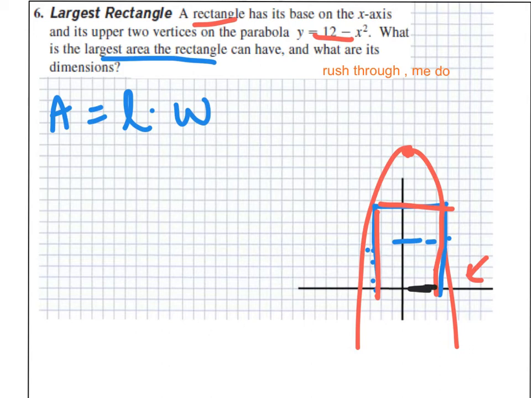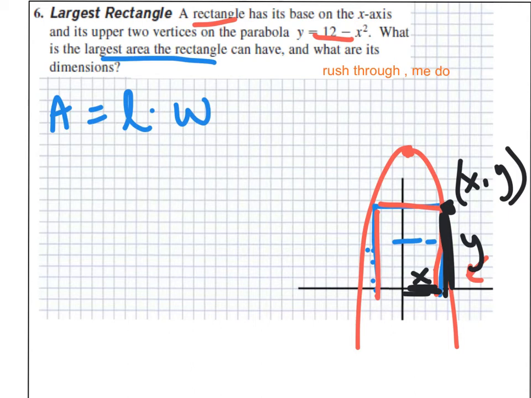This right here in a coordinate plane is an x value. This is a y value. These points are x comma y. So the x is this distance, the y is this distance. But the rectangle has this whole base as the width, so this is also an x. So my formula for the width here, I guess, is 2x. The height is y. Oh, that's not good because I still have two variables.